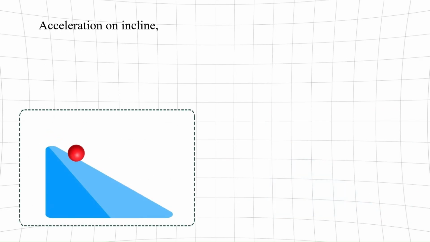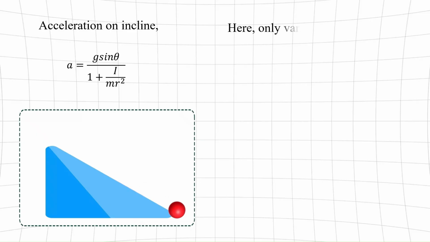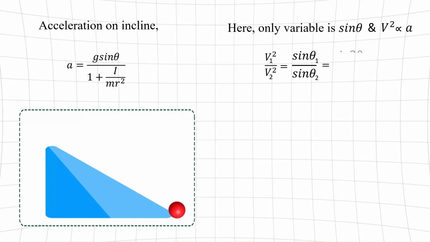For rolling without slipping, acceleration on an incline is equal to g sin theta upon 1 plus I by mr squared. In this case, the only variable for a solid sphere is sin theta. And since velocity squared is proportional to acceleration, we can write v1 squared upon v2 squared is equal to sin theta 1 upon sin theta 2. Sin theta 1 will be sin 30 degrees, and sin theta 2 will be sin 45 degrees.